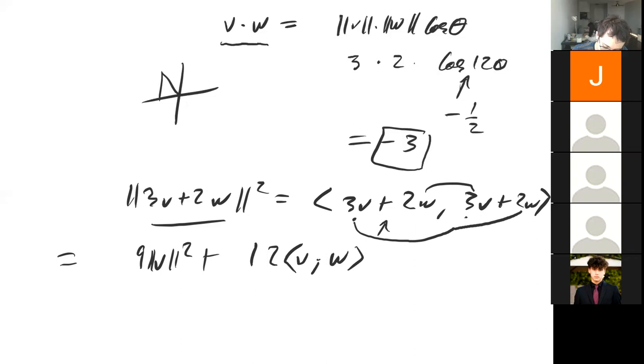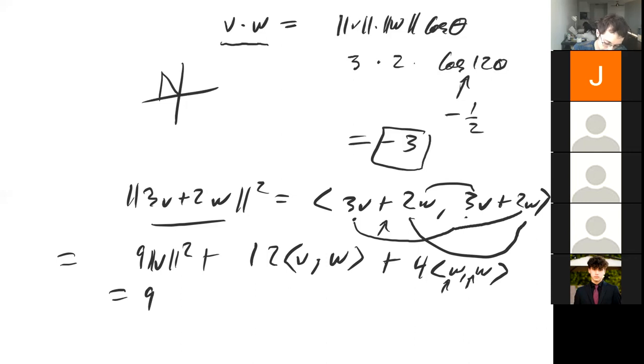I prefer this notation. Plus, and then we just take the product of these two and we get 4 v dot w. And the 4 again comes from the fact that we have a 2 here and a 2 here that we just pull out, right? So that gives you 9. What was v again? 3, right? So 9 times 9 plus 12, and we know what v dot w is from the previous part.